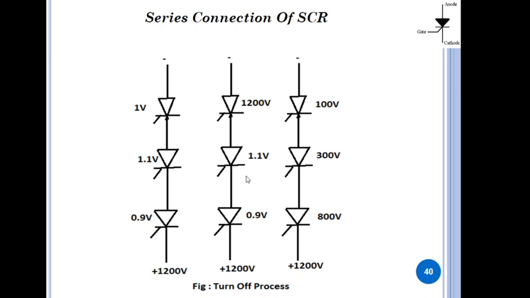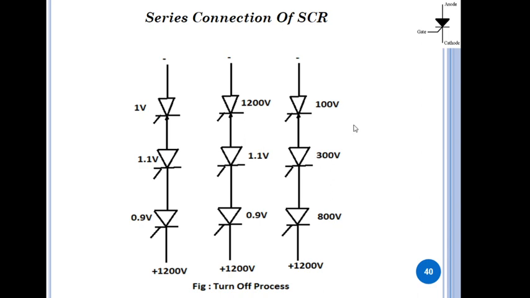The third figure represents that all SCRs are now recovered. All SCRs have gone into the off state. When all SCRs are turned off, the sharing of voltage again depends upon the VI characteristics of the SCR. In the reverse direction, if the VI characteristics are similar to the forward direction, then the voltage distribution will be as shown in this figure, and SCR number 3 will share the maximum voltage compared to the remaining two.